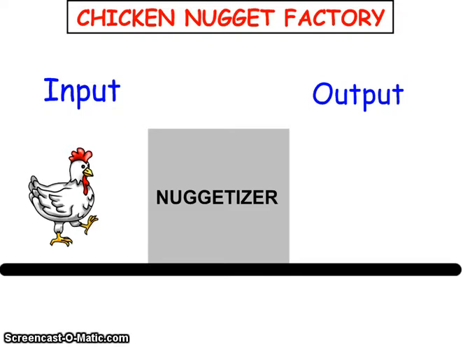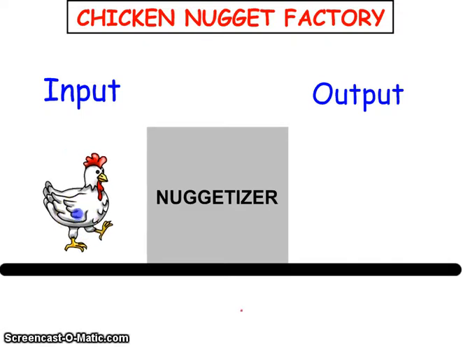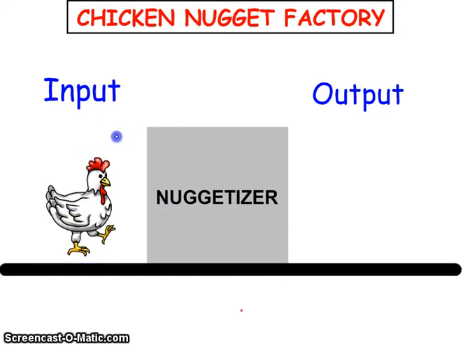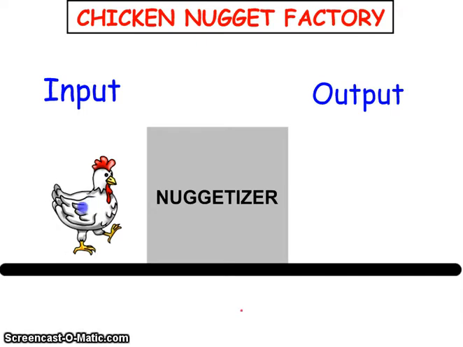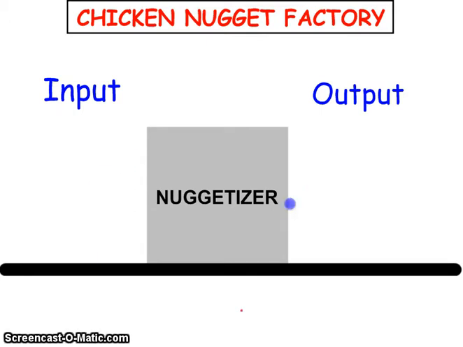So to understand this a little bit more, I want to take a look at what happens at a chicken nugget factory. At your typical chicken nugget factory, you've got your chickens and they're waiting in line to go into this machine that we're going to call the nuggetizer that's going to turn them into chicken nuggets. So the chickens are the input for the nuggetizer. So they go into this machine, and when they come out, they have magically turned into chicken nuggets. We would call the chicken nuggets the output of the nuggetizer. Chickens go in, chicken nuggets come out.